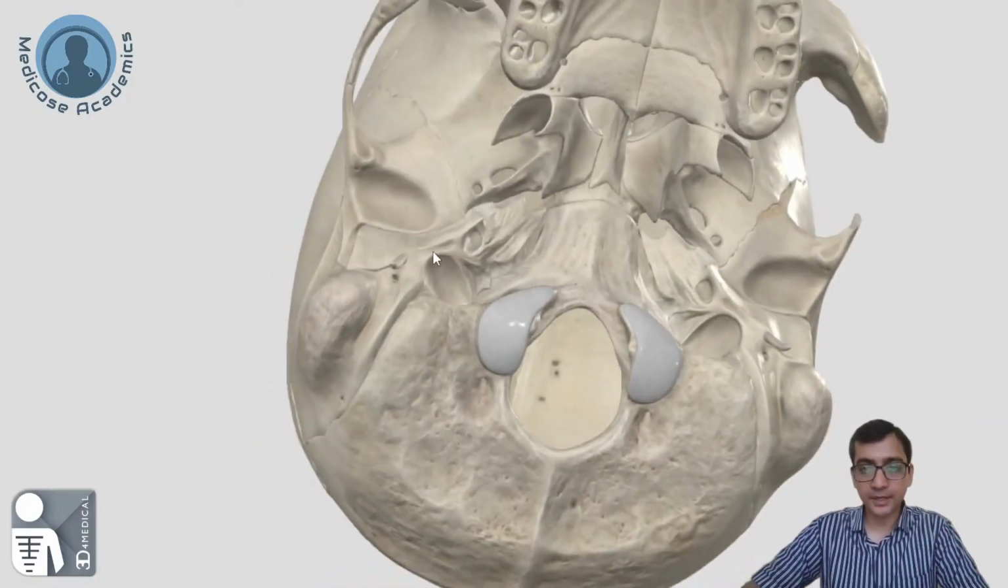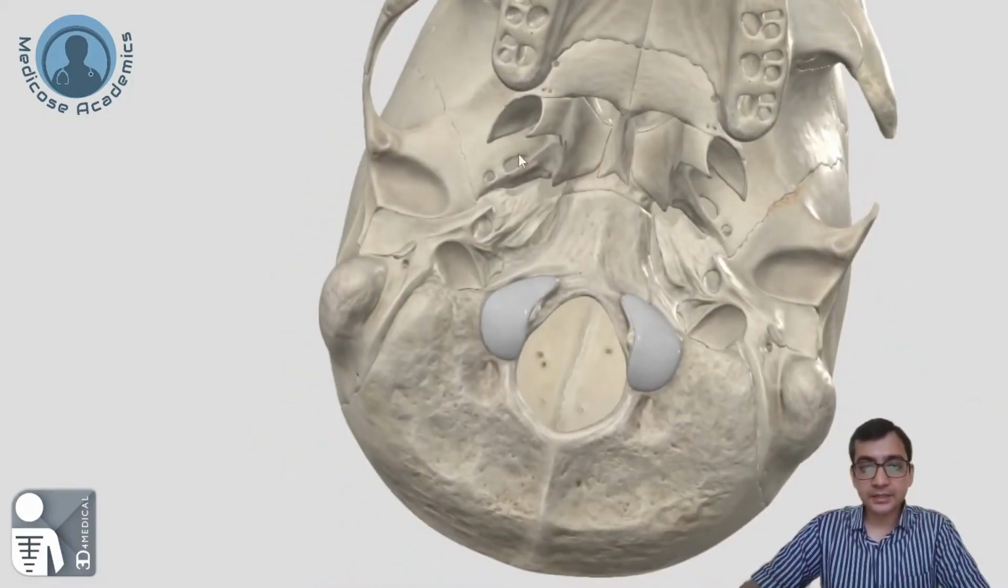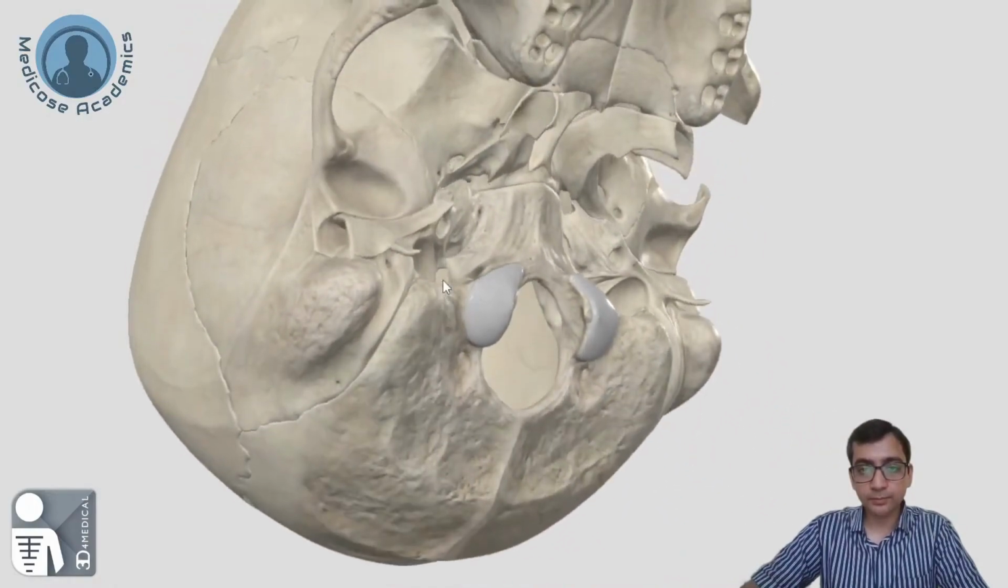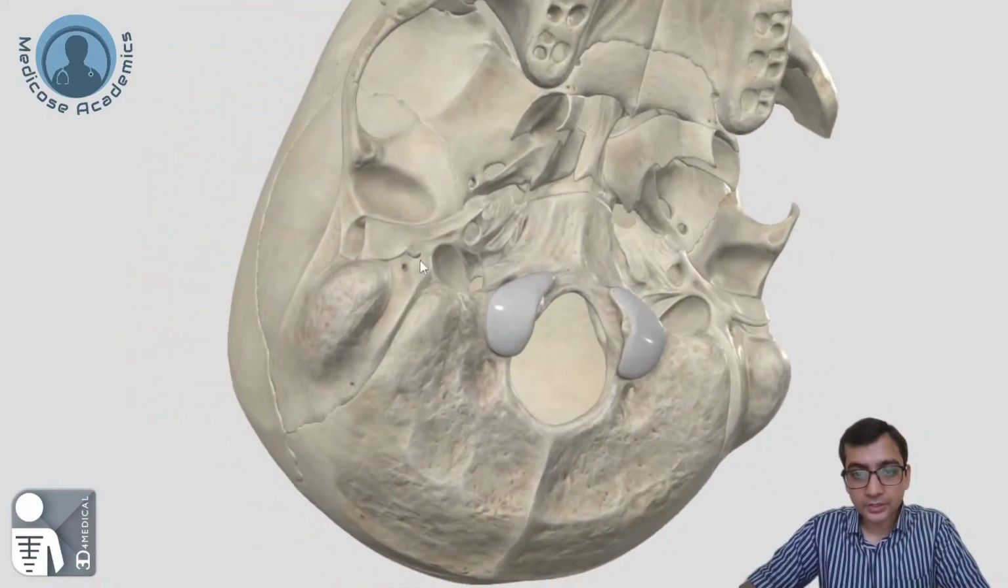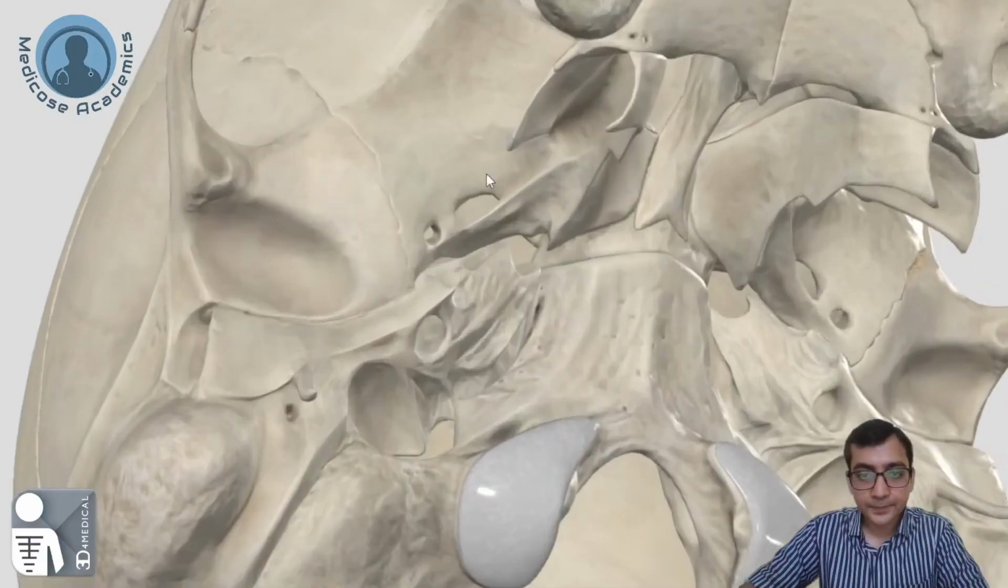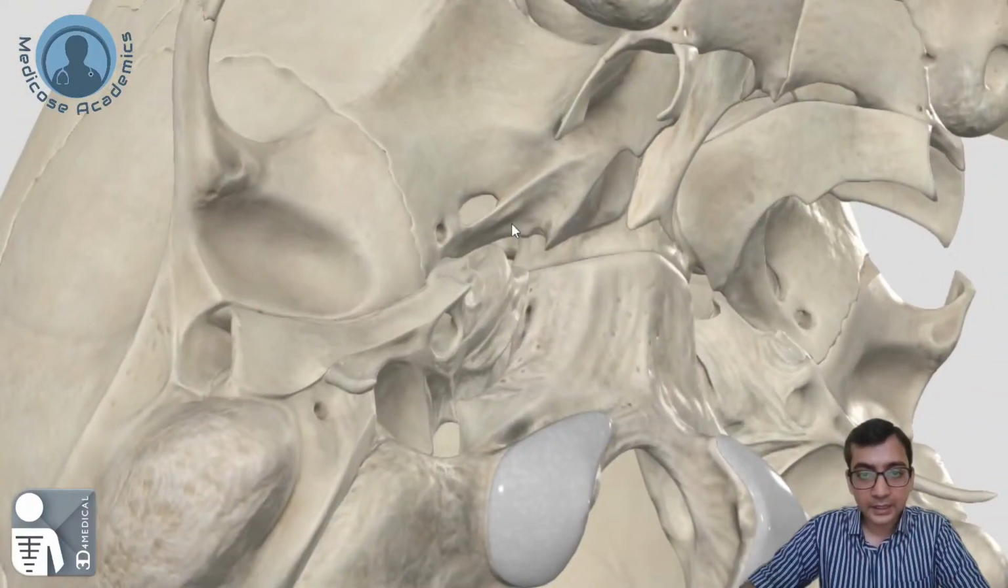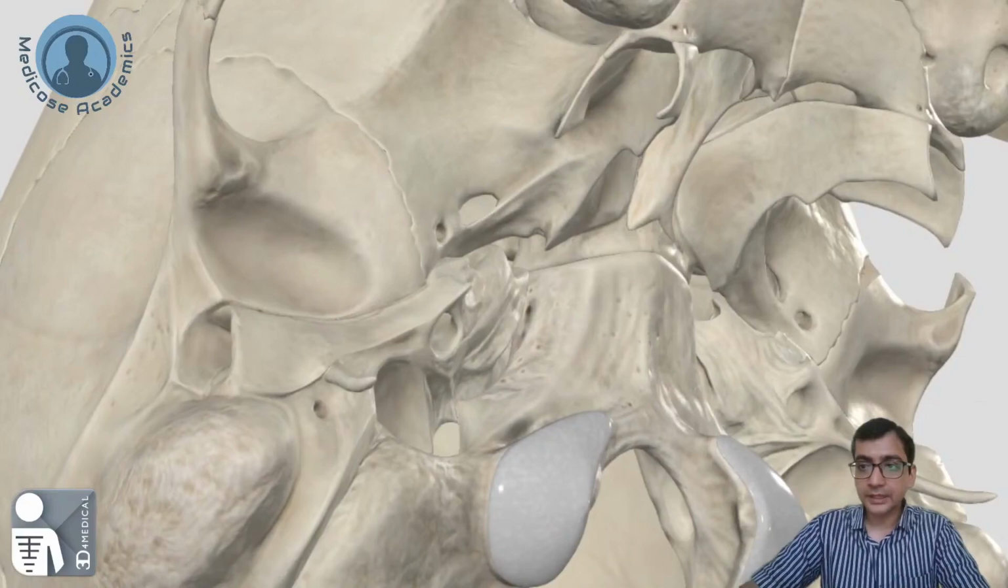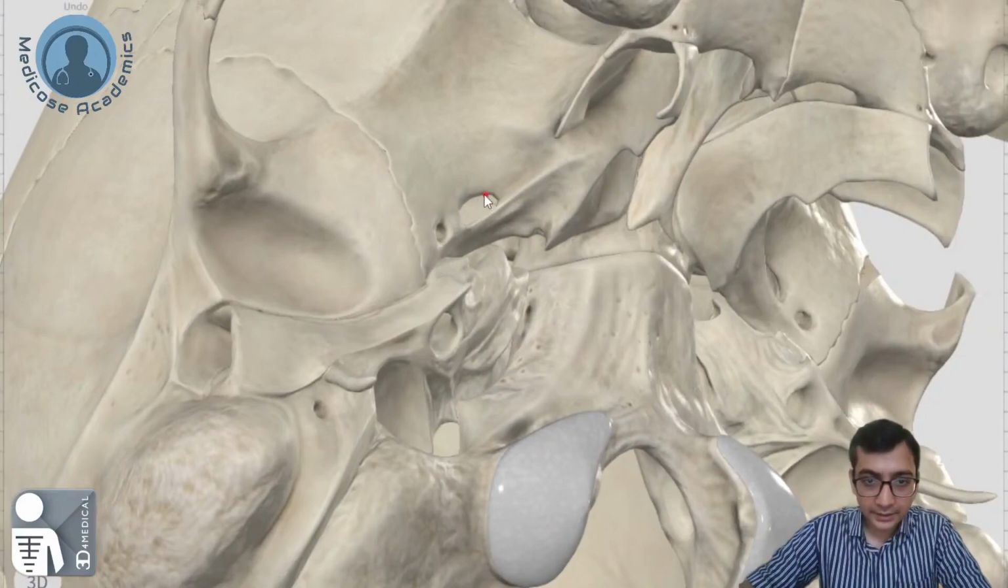So you can make all these things up as you go along. So let's see what we can see on the rest of the sphenoid bone. On the rest of the sphenoid bone, you can see these openings. This opening is called the foramen ovale right here, and this opening is called the foramen spinosum.